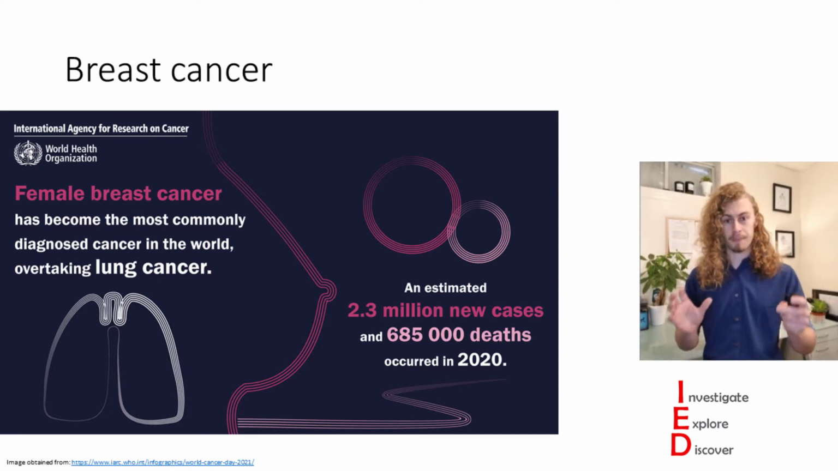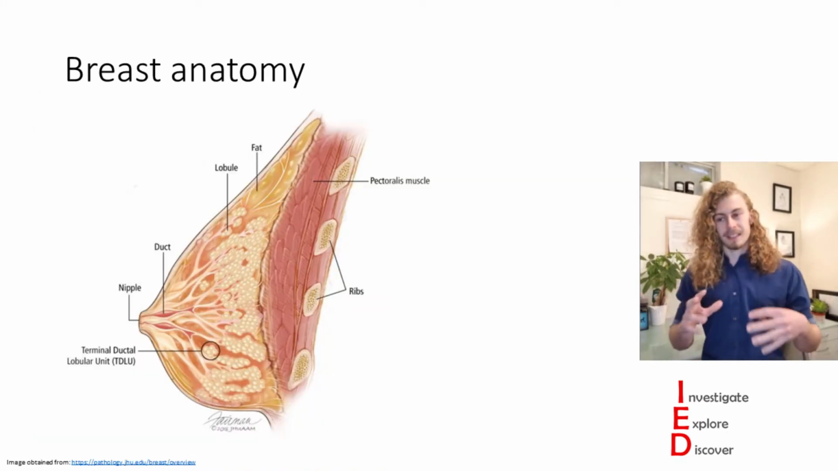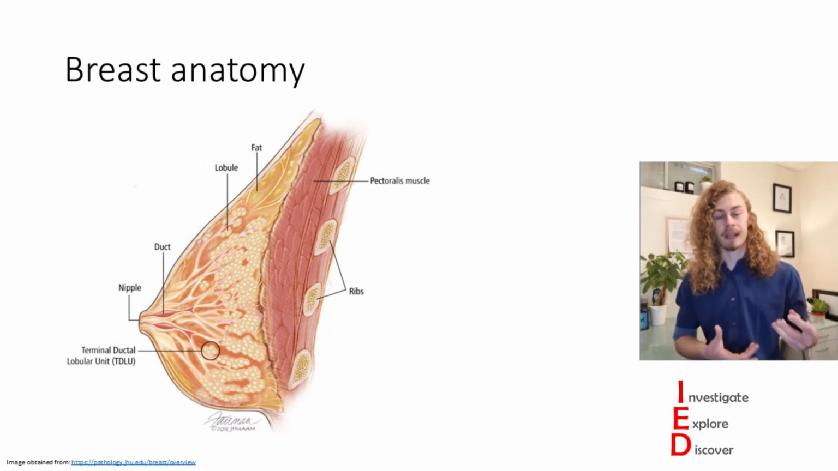Now, to know a bit more about breast cancer, we need to know about the breast anatomy. So breasts are made up of fatty tissue with lobules, which produce milk, which transport through ducts to the nipple.